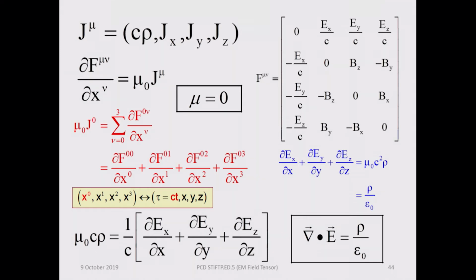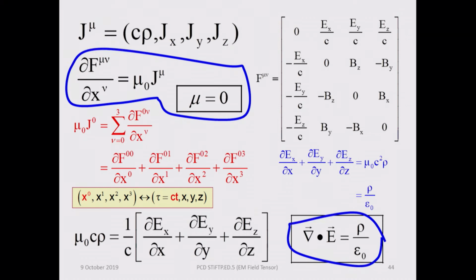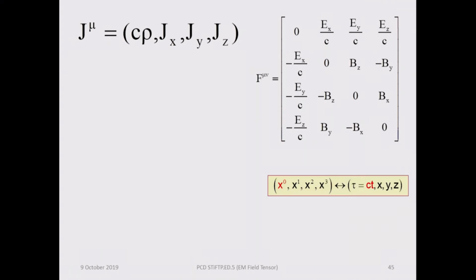So, this is the same Maxwell's equation, but written in the space time continuum using the tensor notation. For mu equal to 0, you recover the Coulomb-Gauss-Maxwell equation.